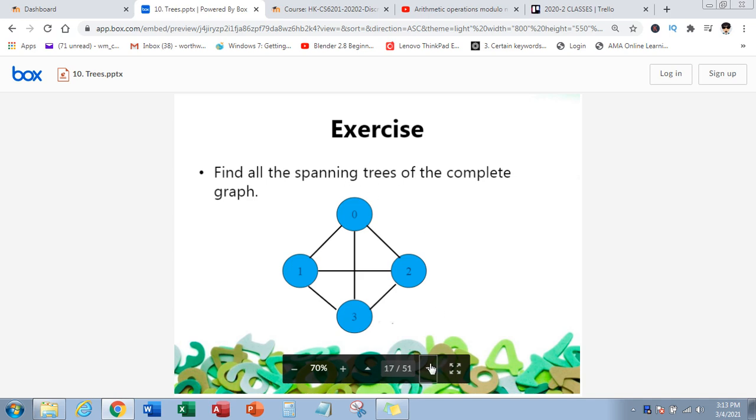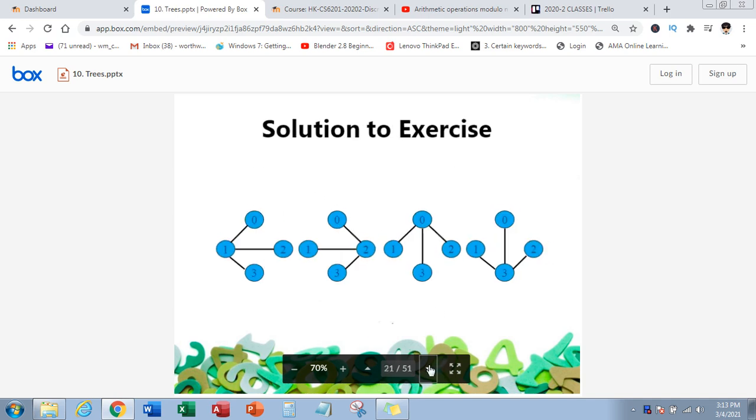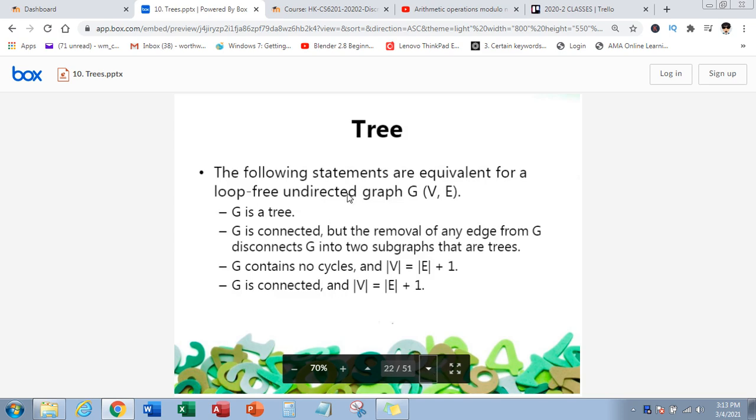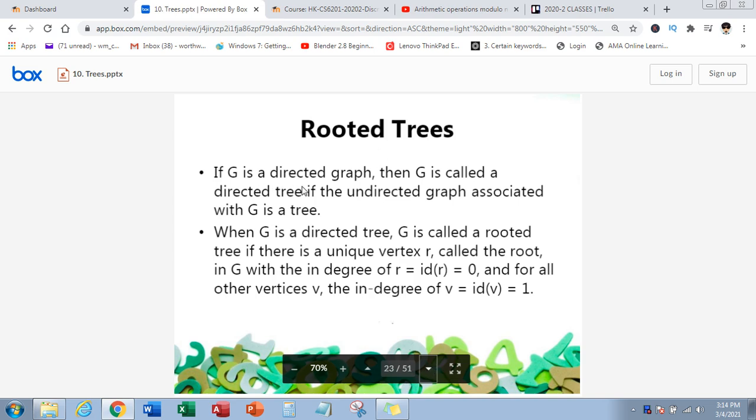So these are exercises, so you can solve them for yourself. We go now with the following statements that are equivalent for a loop-free undirected graph G = (V, E). G is a tree. G is connected, but the removal of an edge from G disconnects G into two subgraphs that are trees. G contains no cycles, and the cardinality of V equals the cardinality of E plus 1. So G is connected, and the cardinality of V is equal to the cardinality of E plus 1. Rooted trees: a directed graph G is called a directed tree if the undirected graph associated with G is a tree.